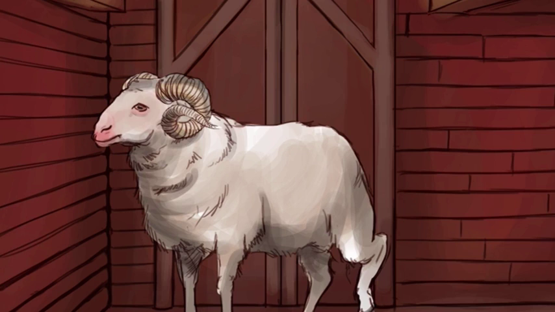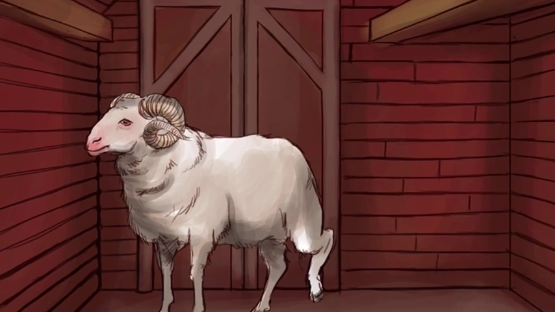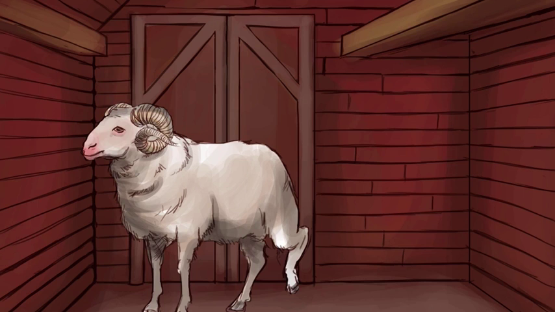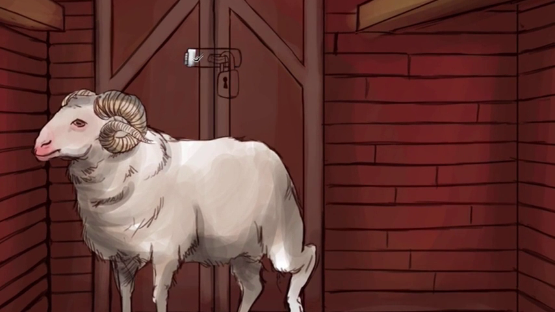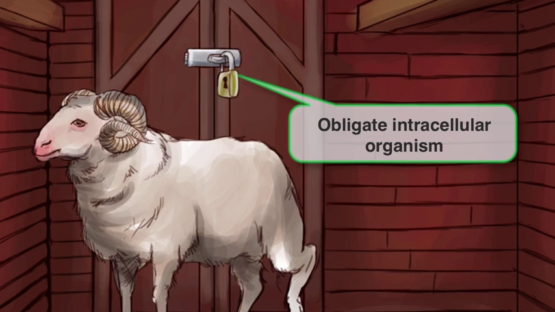I mentioned that Coxiella was once classified as a rickettsial species, and part of the reason for this is that it too is an obligate intracellular organism. We've drawn this scene with the ram inside of a barn to communicate that the ram is inside, or intracellular, and we'll add this lock on the barn door to further illustrate that the ram can never leave the barn, and thus is obligated to stay indoors, just as Coxiella is obligate intracellular.